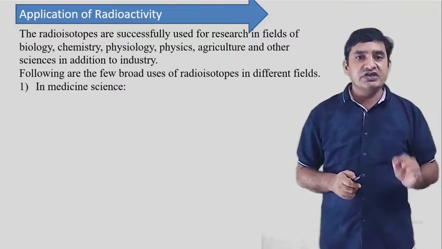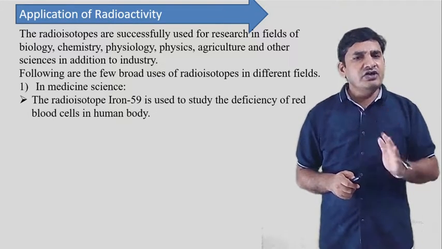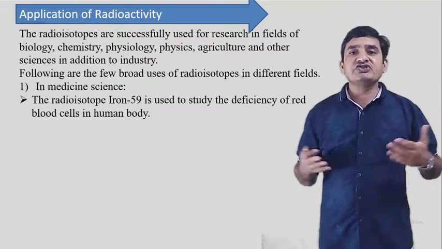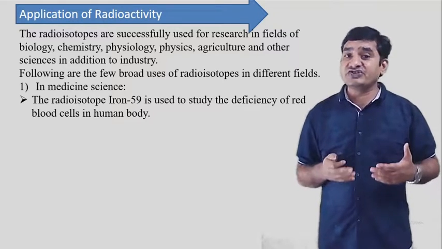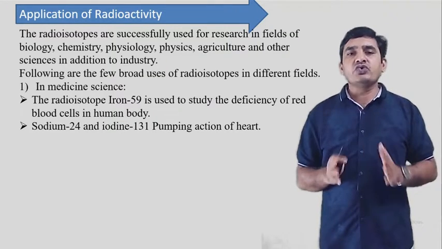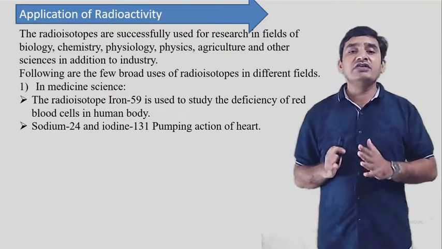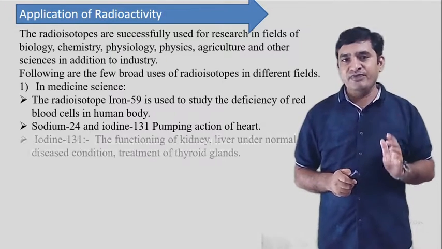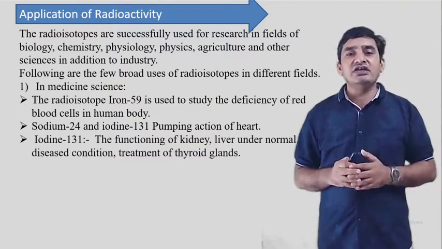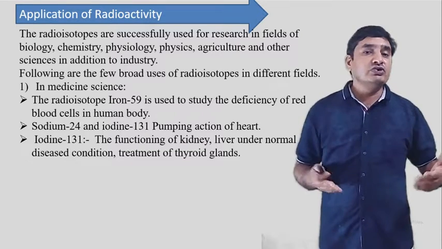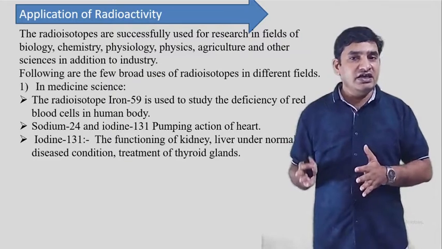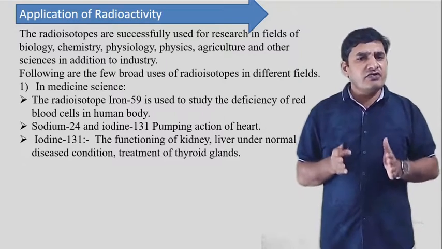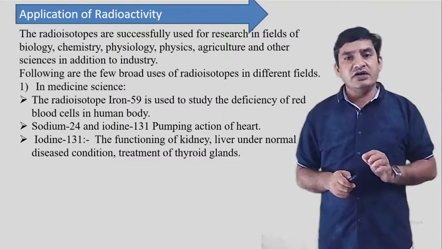First application of radioactivity: radioactivity is used in medical science. We know that the radioisotope iron 59 is used to study deficiency of red blood cells in the human body. Sodium 24 and iodine 131 are used to study the pumping action of the heart. Iodine 131 is also used to study the functioning of the kidney and liver under normal and diseased conditions. It is also used for treatment of the thyroid gland.